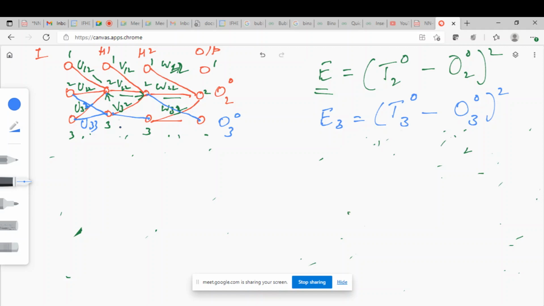Fine. Now let us see what is the change in the output, what is the change in the error, I mean E3. What will be the change in the error E3 when you change the weight U33? So this is what we are bothered about. So this is the path. It takes here, here, and here. It takes this way. So what will this be?